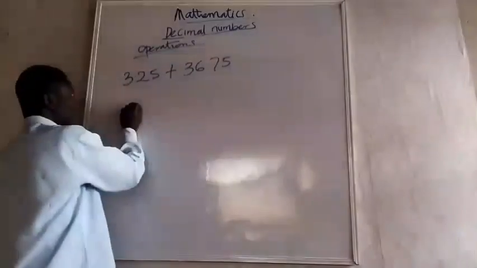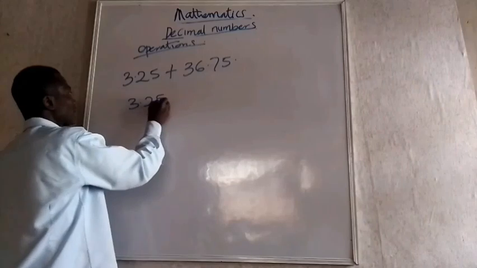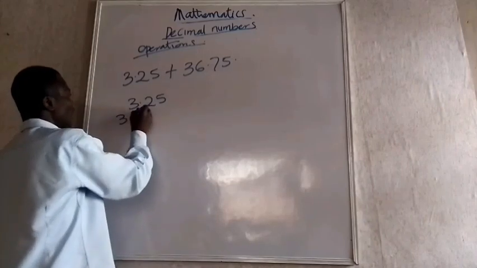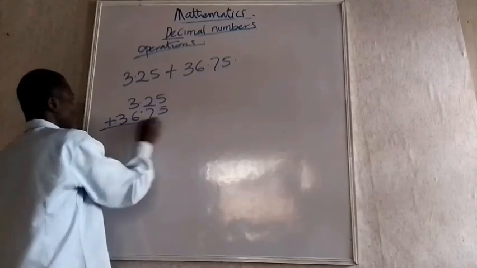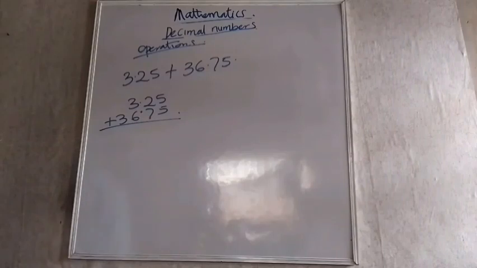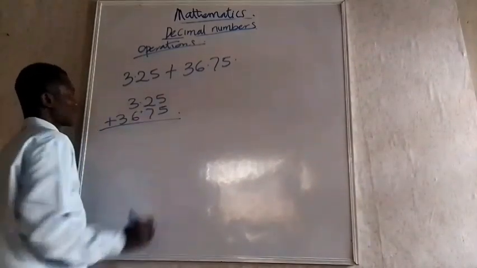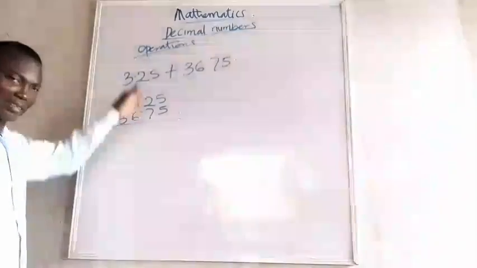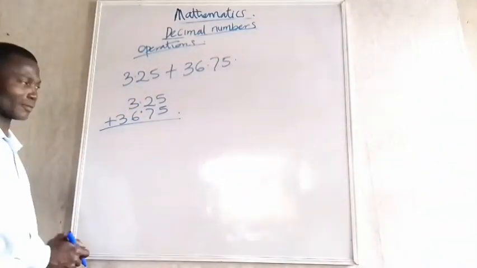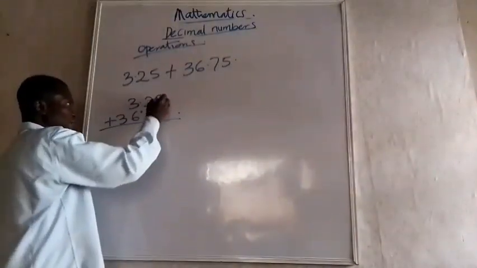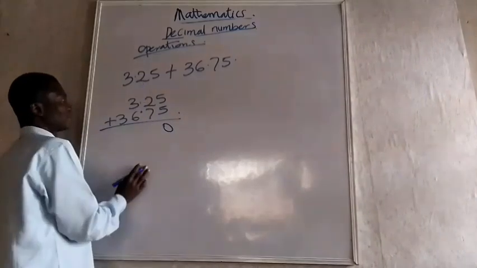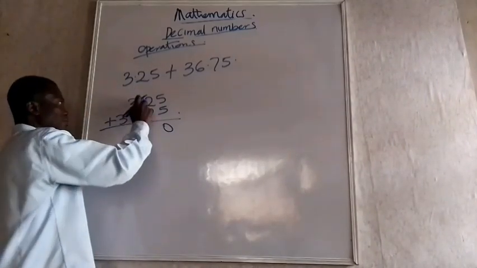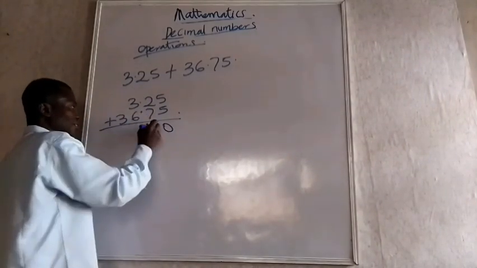If I want to add this one, I'm going to add it like this: 3.25, 36.75. Look at it now. You must ensure that this point and this point are directly on top of each other. So by the time I added this one, 5 plus 5 is 0. I bring 1 here. 1 here, plus 2, 3, plus 7, 0.